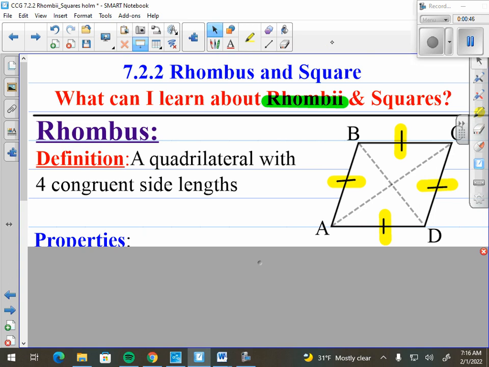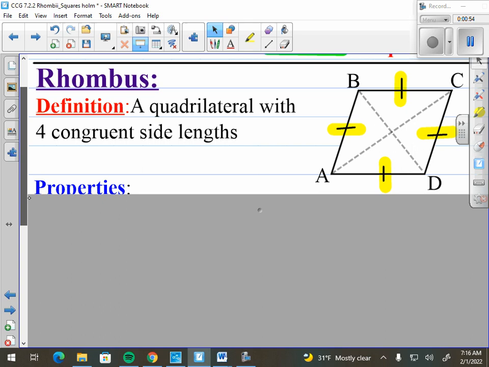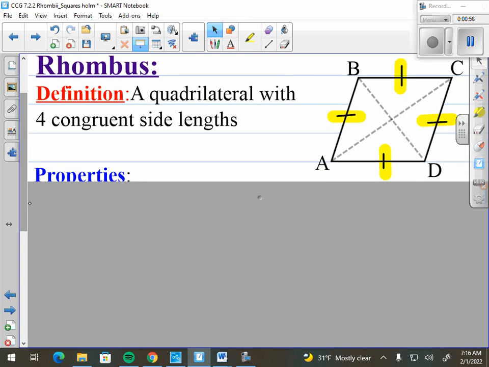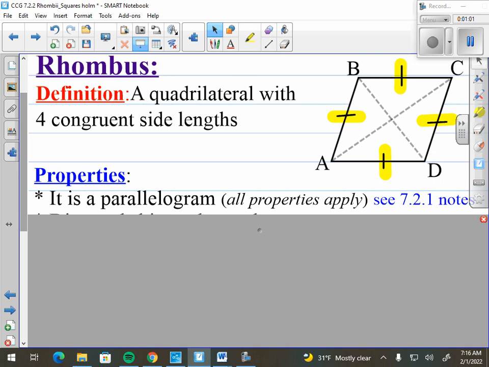As I go through this video, I'm going to go at normal speed, and if you need to pause the video to copy down the notes, you should. Okay, so some properties that you guys learned about today and discovered on your resource page about a rhombus is it's a parallelogram. Opposite sides are parallel. And because it's a parallelogram, all the properties apply. And instead of writing them all over again, you guys should just write all properties apply, see 7.2.1 notes. You can just page back in your notes and look at them there. You don't have to rewrite them.